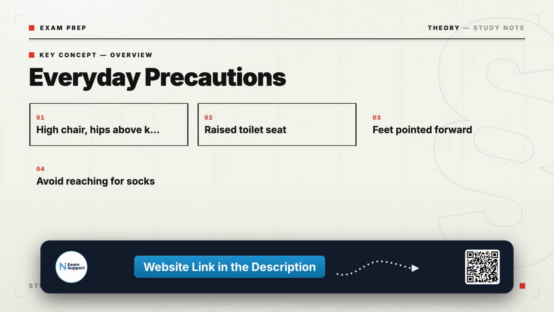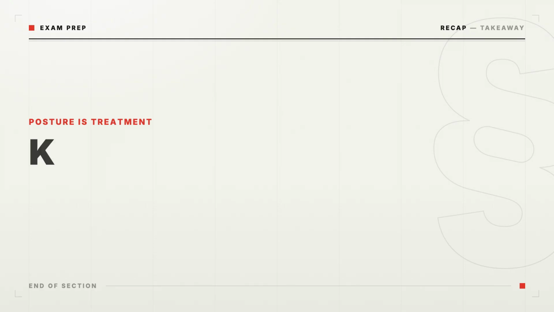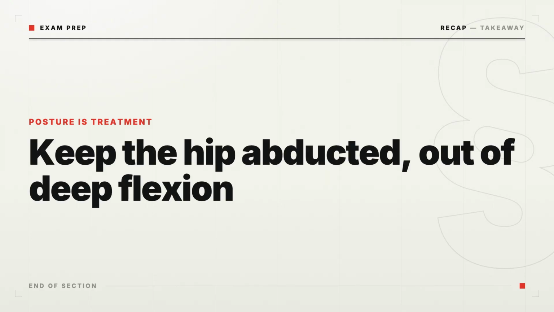The same abduction principle applies everywhere, not just in bed. Chairs and toilet seats are raised so hips stay above the knees. Feet point forward instead of turning in, and reaching down for socks or shoes is avoided because it forces deep hip flexion. Whether it's crossing at the ankle, bending to grab a dropped item, or letting the toes roll in, each disguised motion still risks dislocation. The rule is simple: keep the new joint abducted and out of deep flexion so the ball stays in the socket.